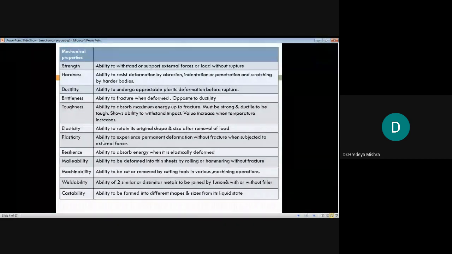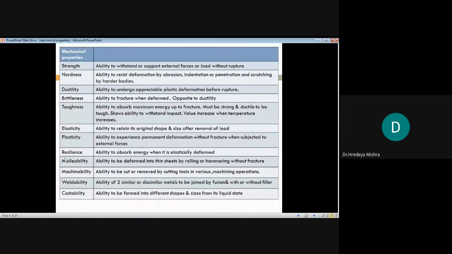And what is the resilience? Ability to absorb energy when it is in elastic deformation. Resilience is nothing but the energy absorption by the material when we deform it under the elastic limit.